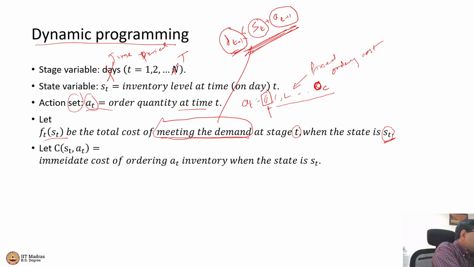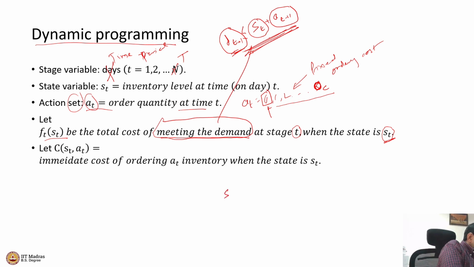Now the immediate cost, let it be represented by C of S_t and A_t. C of S_t and A_t is the immediate cost of ordering inventory when the state variable is S_t. This is needed because I'm going to put all of this in the Bellman equation format. But before we do that, let us look at how the state variable is incremented.